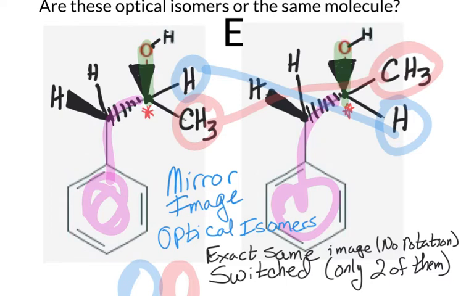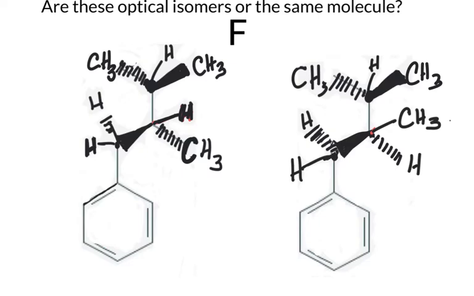So what happens if I switch 3? Well, then we switch it back again. So you won't see more than 2 of them change at a time. All right, so let's look at letter F. Go ahead and pause your video while you try to figure out whether this is an optical isomer, mirror image, or if it is the same molecule.